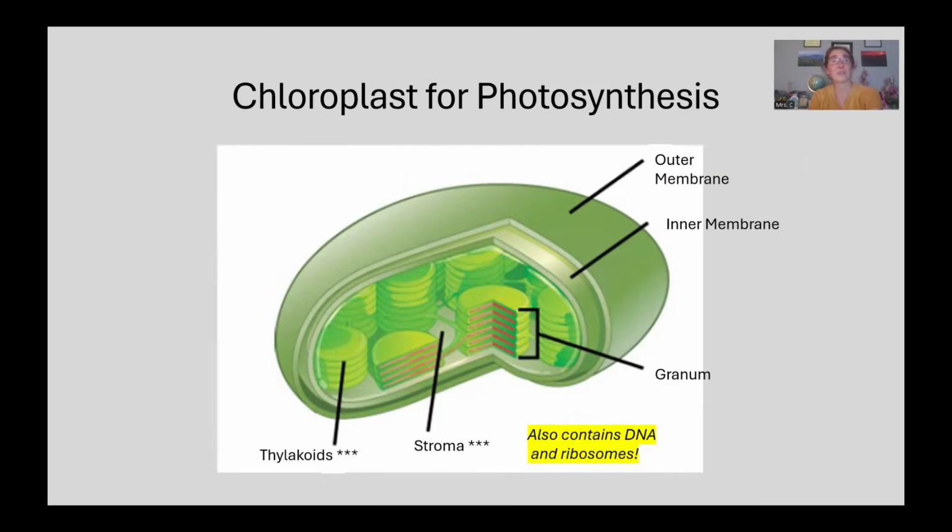Stroma and thylakoids are going to be important because that will be the location for the reactions of photosynthesis. We have the light-dependent reactions in the thylakoid and the light-independent or Calvin cycle reactions in the stroma. More about that in Unit 3.